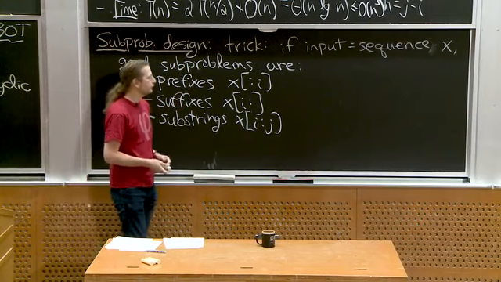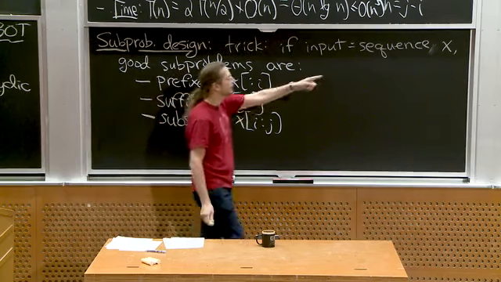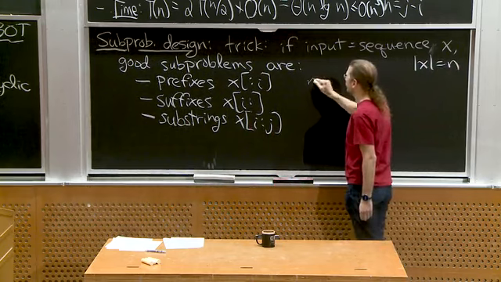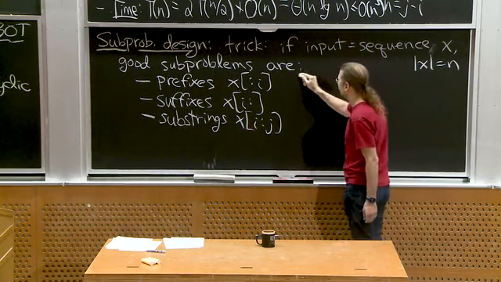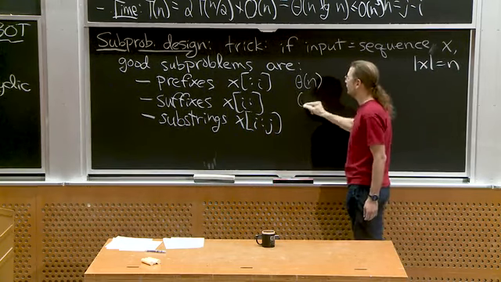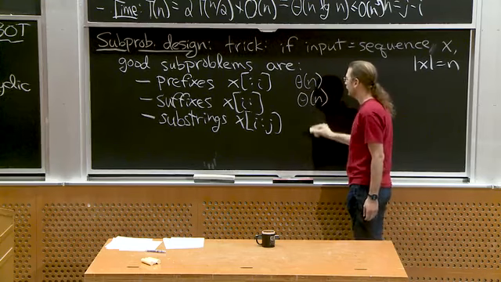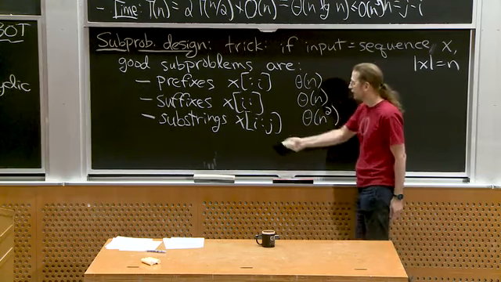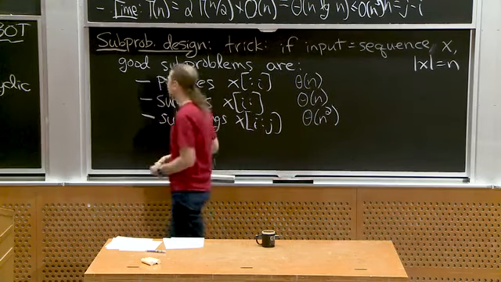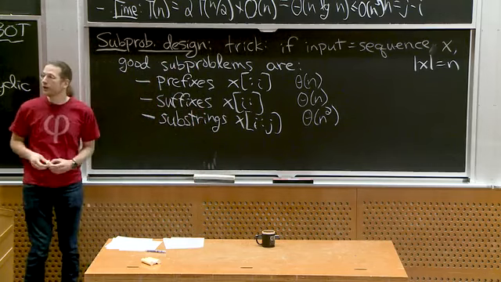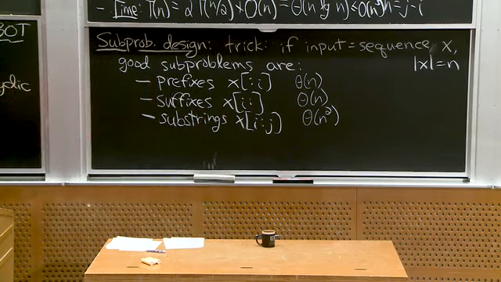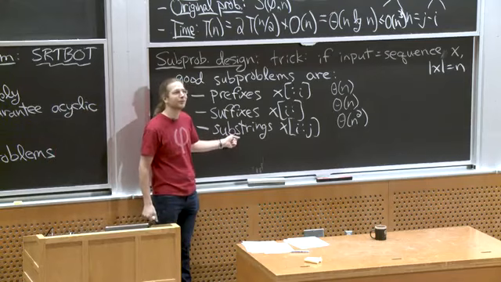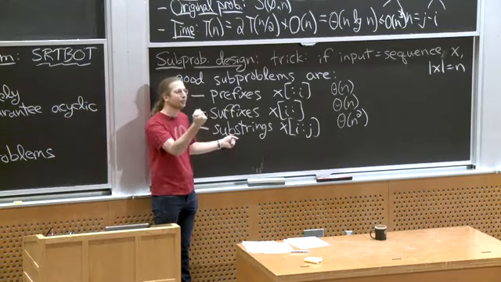And these are great because they're polynomial. If the length of my sequence x is n, then there are n prefixes, technically n plus 1, so let's say theta n prefixes. There are theta n suffixes. And there are theta n squared substrings, because there's roughly n choices for i and j separately. What about subsequences? Good question. I didn't write subsequences because, in fact, there are exponentially many subsequences. It's 2 to the n. For every item, I could choose it or not.